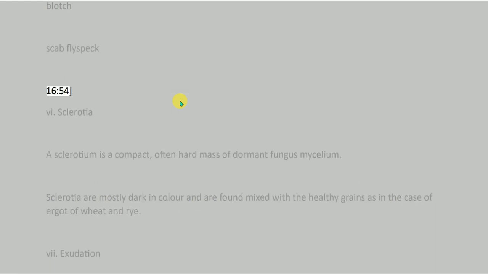6. Sclerotia. A sclerotium is a compact, often hard mass of dormant fungal mycelium. Sclerotia are mostly dark in color and are found mixed with the healthy grains, as in the case of ergot of wheat and rye.